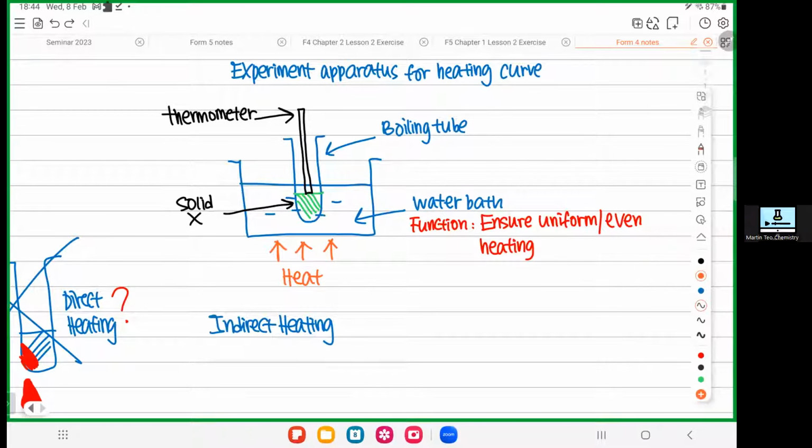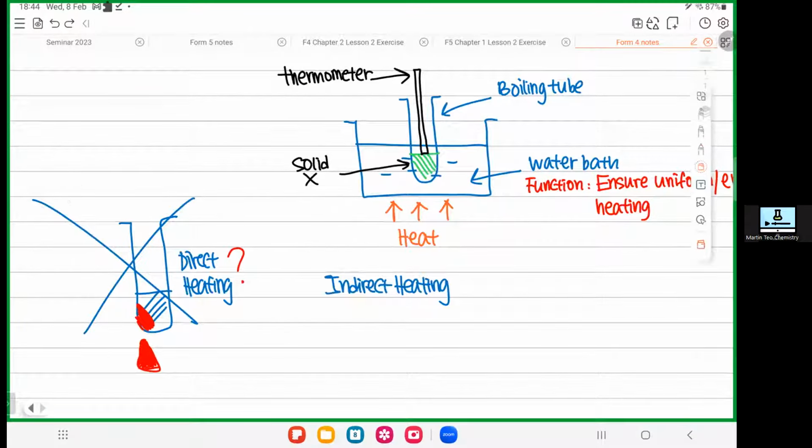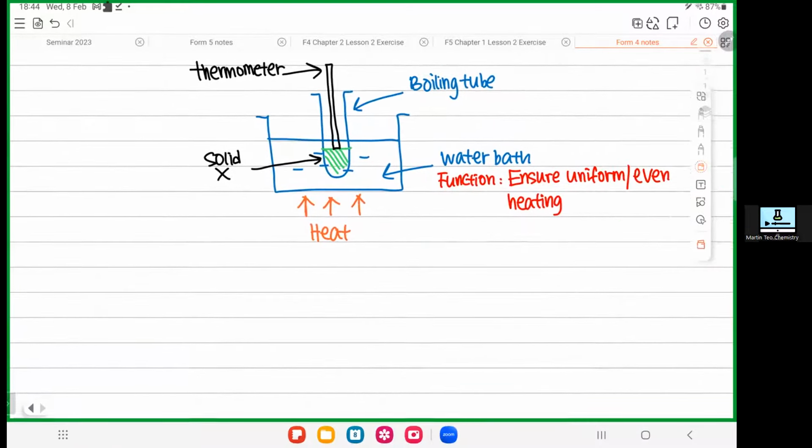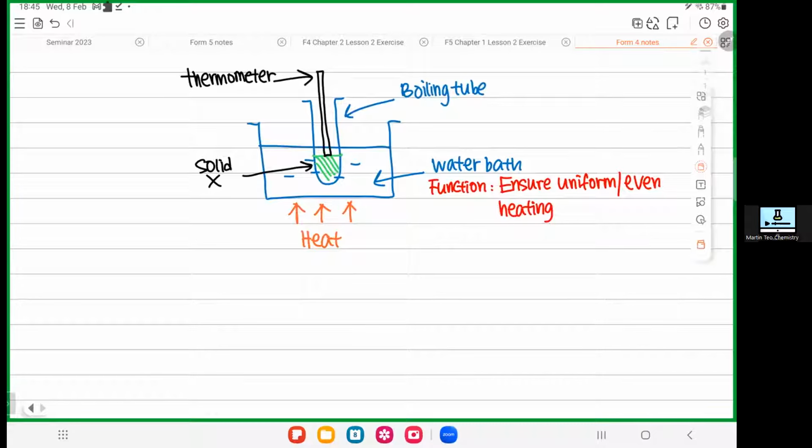What is the function of a water bath? To ensure uniform heating, or you can say to ensure even heating. That's it. All right. So up to this point, do you understand why we do indirect heating and why we don't do direct heating? Makes sense to you, right? Everything you learn must make sense. I don't want you to memorize so many things without understanding. No point lah. You keep on memorizing the whole thing but you don't understand the logic. So now you know why we use the water bath to do the heating.